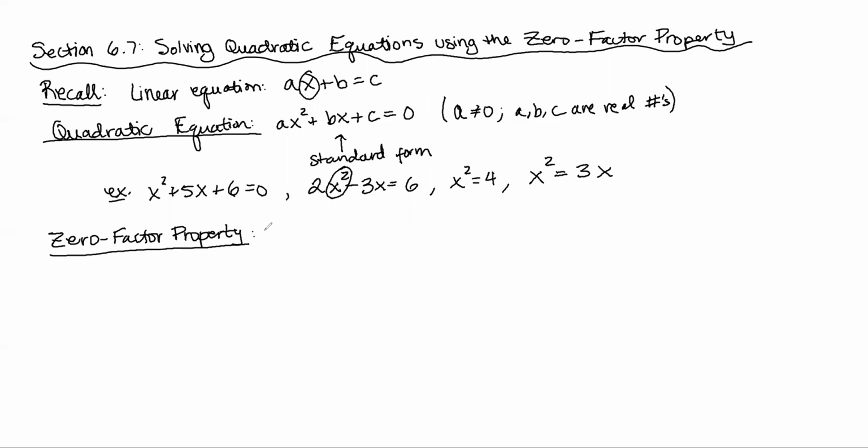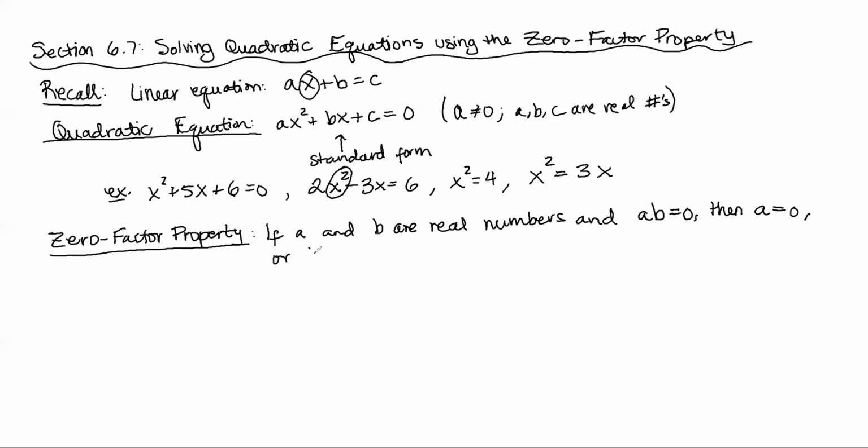It basically says if a and b are real numbers and a times b equals 0, then a equals 0 or b equals 0.